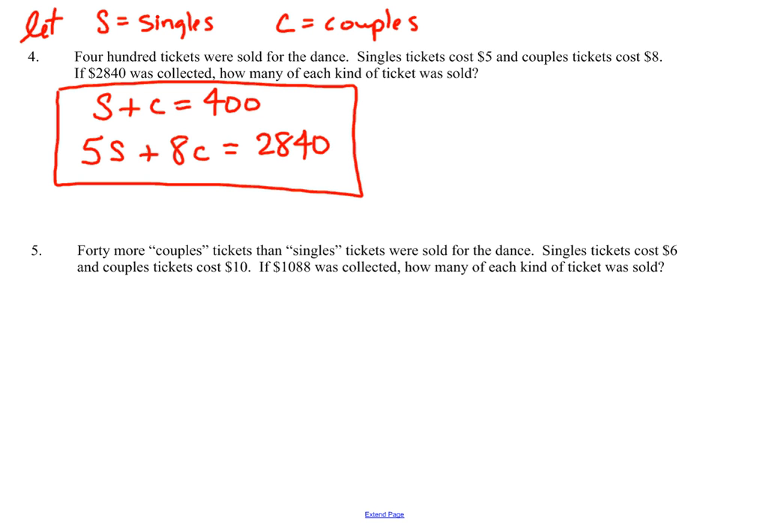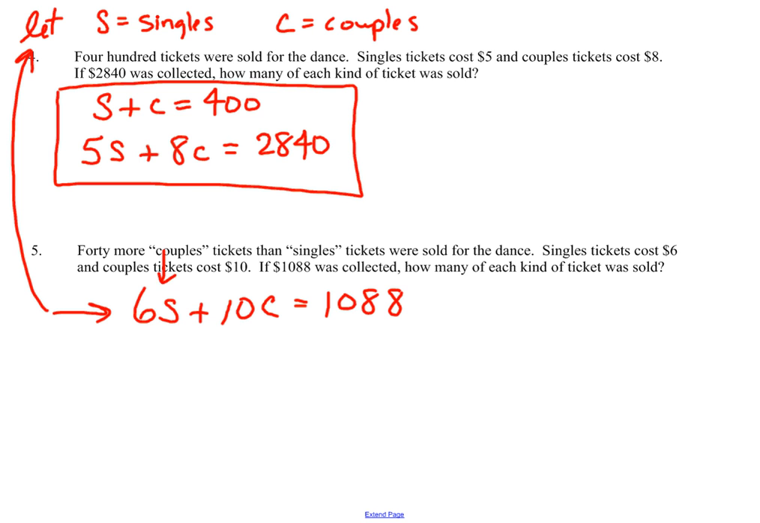And this one, 40 more couples tickets, so same thing. I'll do the same let: singles and couples. I'm going to start with the second equation just because the first one's a little tricky. Singles were 6, and couples are 10, just like the previous problem. Total amount, $1,088. Now you'll notice each one of these is money, money, money. My next line is going to be tickets, tickets, tickets, tickets. Make sure you group them together like that.